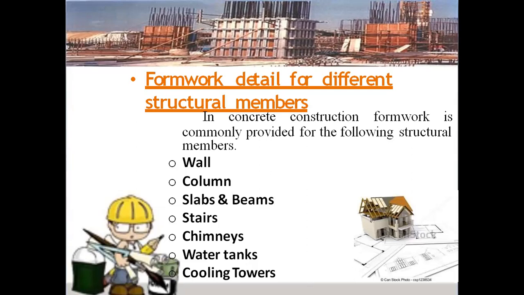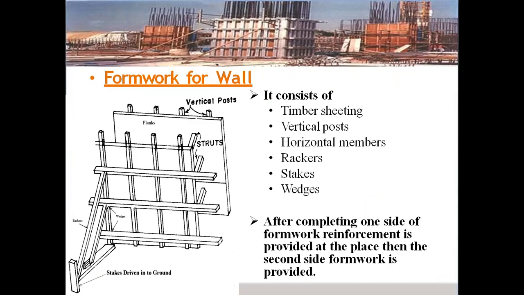If the walls which are going to be constructed are designed as shear walls, these walls can be provided with the formwork, so that the columns, slabs, beams, and stairs, chimneys, water tanks, cooling towers, these are all the concrete constructions where formwork is necessary. Formwork for wall. It consists of timber sheeting, vertical posts, horizontal members, rackers, stakes, wedges.